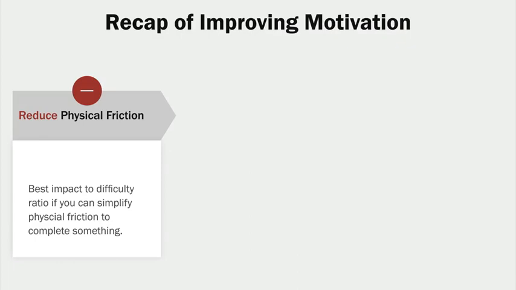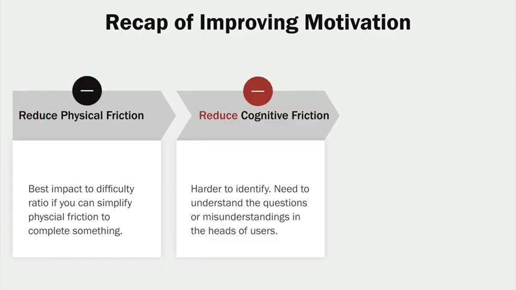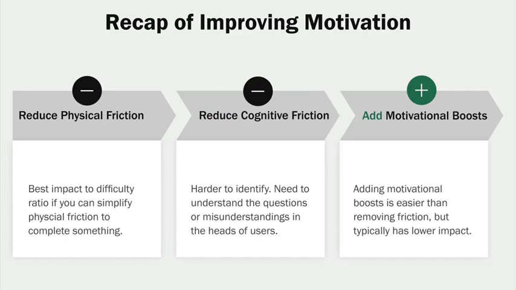So a recap of improving motivation. What we want to do is start by thinking through and reducing physical friction, because that tends to have the best ratio of difficulty to impact out of the few areas. We then want to think through how we reduce cognitive friction. Reducing cognitive friction can be a little bit more difficult to identify, but has a pretty good impact. Last but not least, we want to think about layering on those motivational boosts.